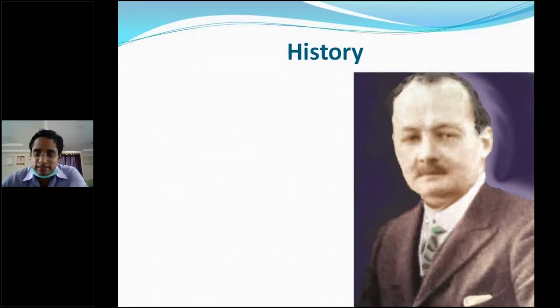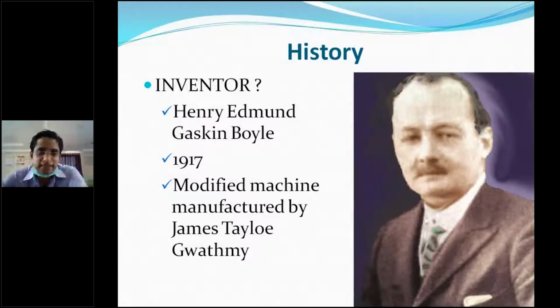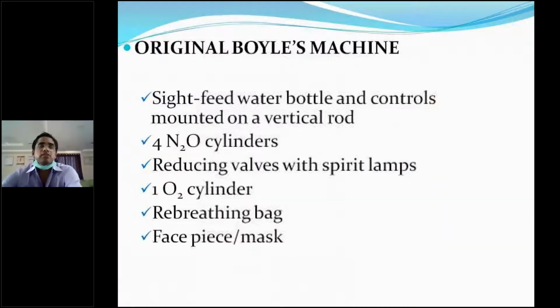So this is the gentleman who invented this anesthesia machine, previously known as Boyle's apparatus. His name is Henry Edmund Gaskin Boyle. He invented this in the year 1917. It's a modified machine manufactured by James Gwathmey. So let's know something about this Boyle's machine.